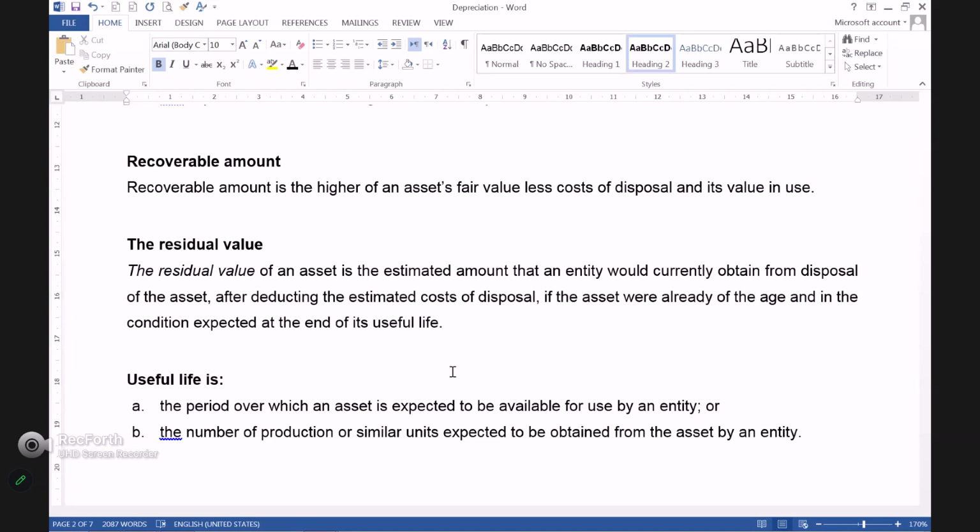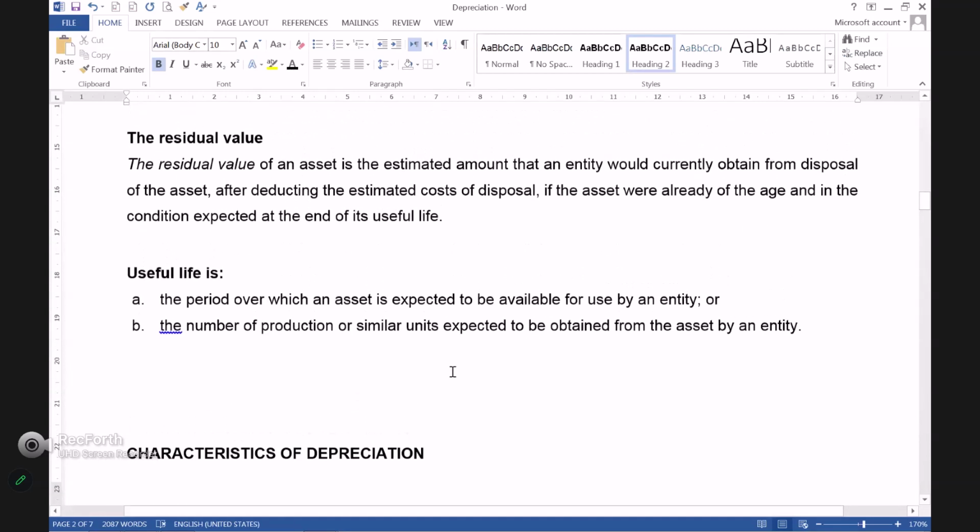Okay. So the useful life. Useful life is the period over which an asset is expected to be available for use by an entity. So, for example, the machinery is useful for 10 years. So, after 10 years, there is some interruption in the production in the machinery. So, that is over. So, most probably the machinery is used for 10 years. That is the useful life. Sometimes some electronic equipment is used for a particular period. That is called a useful life.